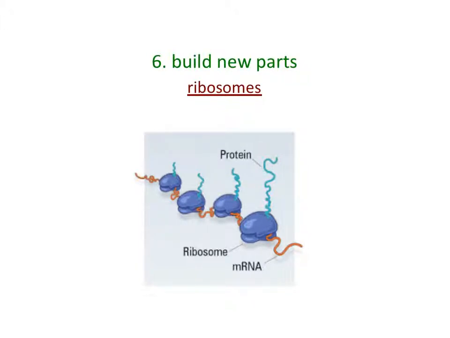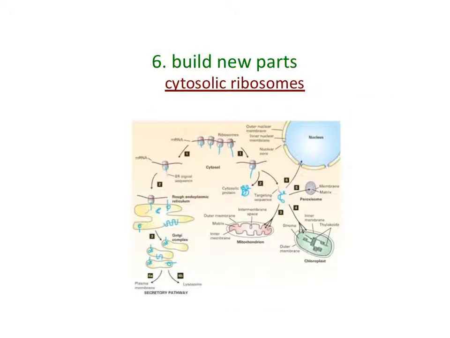Sixth thing is we need to take that information and build something with it. This is accomplished by ribosomes, which aren't actually organelles, they're made up of nucleic acids themselves and some protein. What they do is translate messenger RNA into polypeptide sequences. These ribosomes are located in a couple of different locations. The first location are the cytosolic ribosomes, which are primarily responsible for synthesizing the proteins for the cell itself.